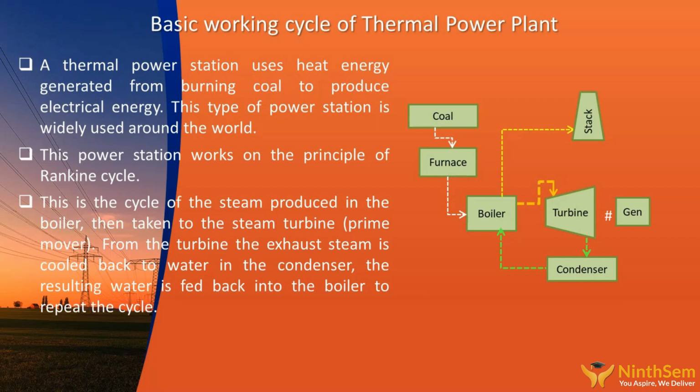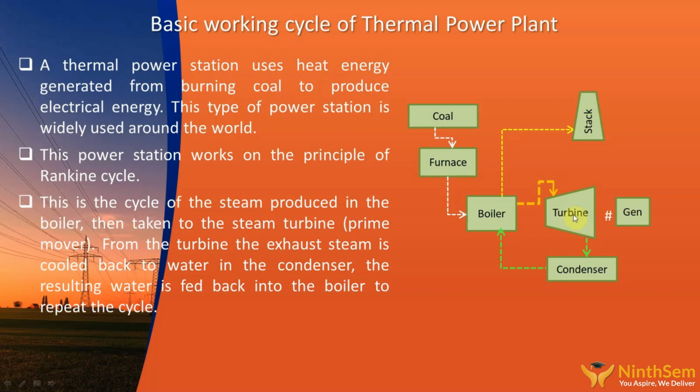So how does the cycle get repeated? This is the cycle of the steam produced in the boiler. If you see this block diagram, the steam is generated in the boiler and supplied to the turbine. Once the steam goes to the turbine, it starts to rotate the turbine. Once the turbine rotates, the mechanically coupled generator also rotates and produces electricity.